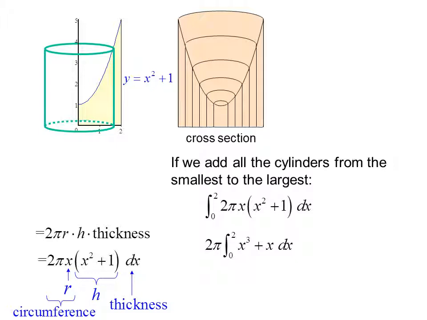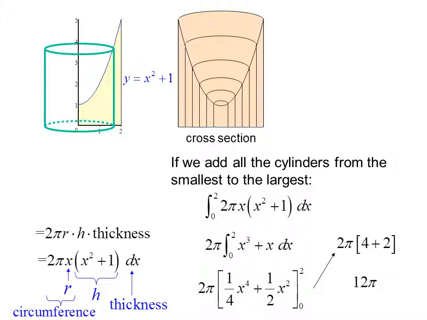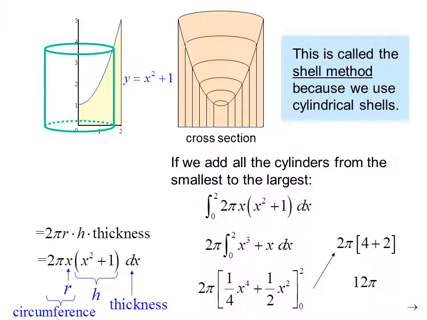We can factor out the 2 pi because it is a constant and clear the parentheses. Then we take the antiderivative, evaluate with our limits of integration, and we get our answer, 12 pi, which is the same as we got last time. This is called the shell method because we use cylindrical shells, shells being hollow with a thin outside layer or shell.